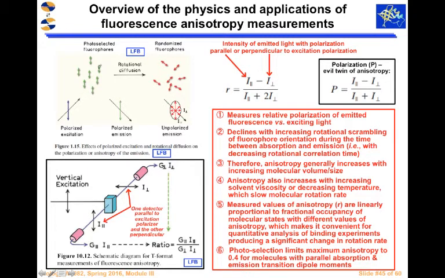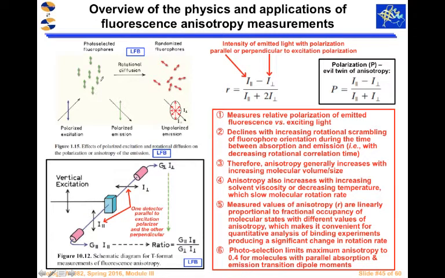If there's no reorientation of the fluorophores that are excited, you will retain significant polarization from the excitation, because the excitation will be biased towards the fluorophores that are aligned with the polarization of the exciting light. If there's no reorientation, the emission will be biased in the same way.